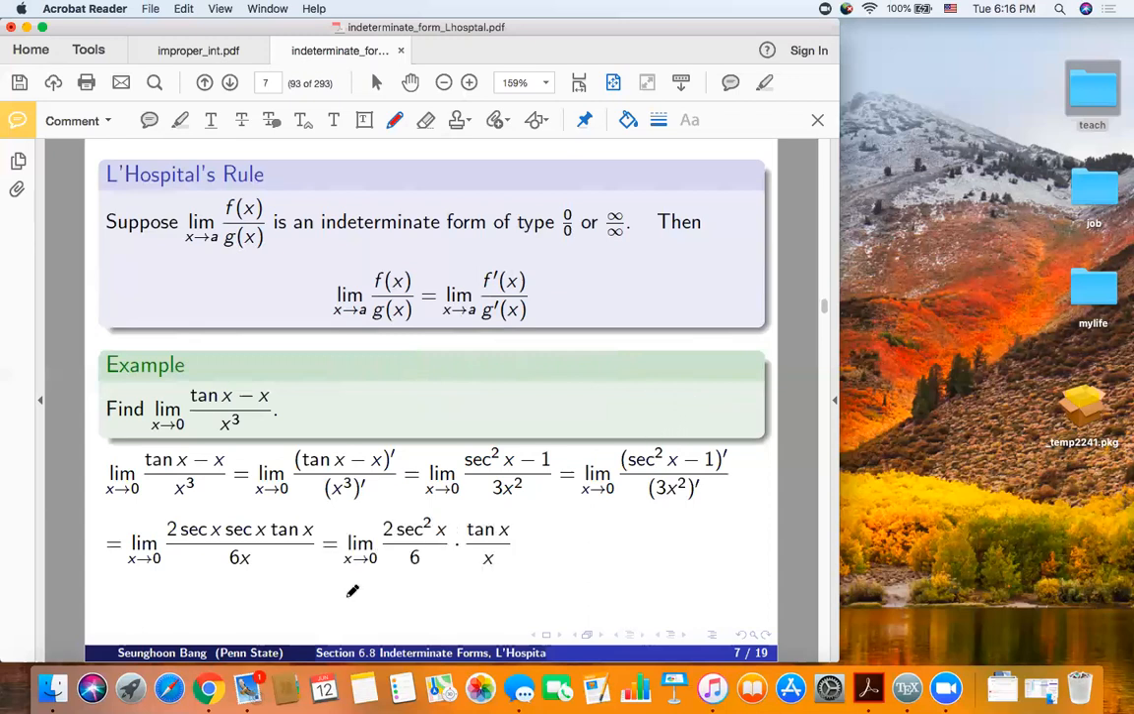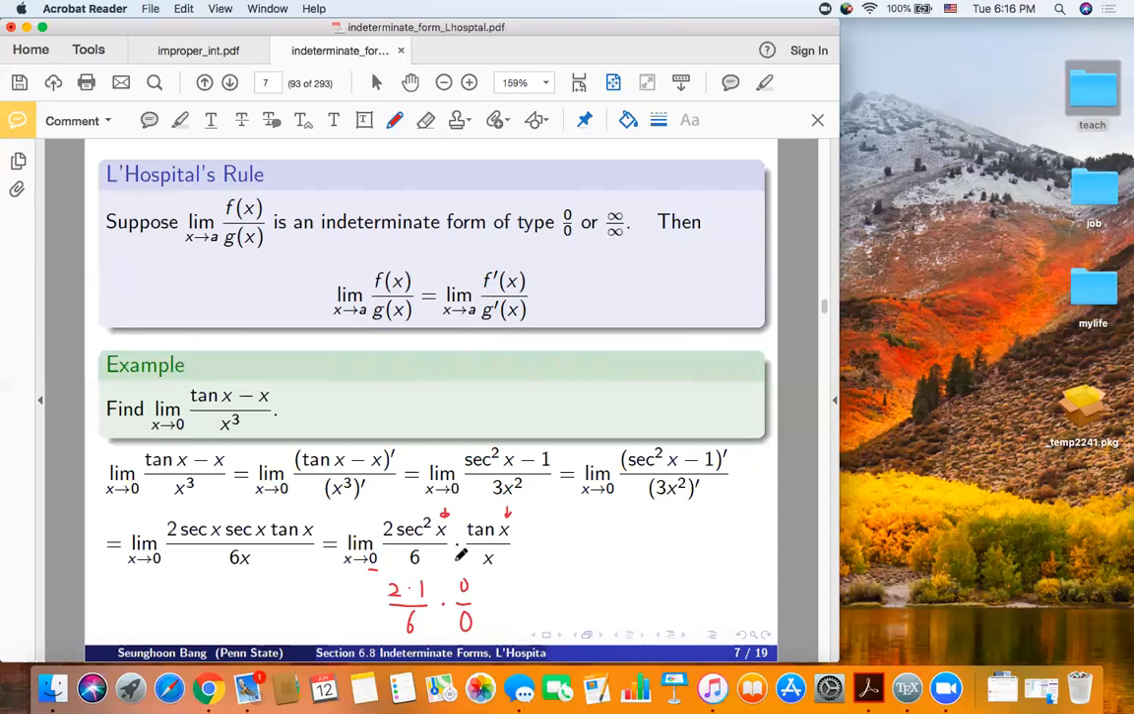The next, you plug 0 into here. What happens? Secant of 0 is 1, right? This value is 2 times 1. So we have 2 times 1 over 6. You plug 0 into here. What's the tangent of 0? Tangent of 0 is, yep, right, 0 over 0. Yes, 0 over 0 form.